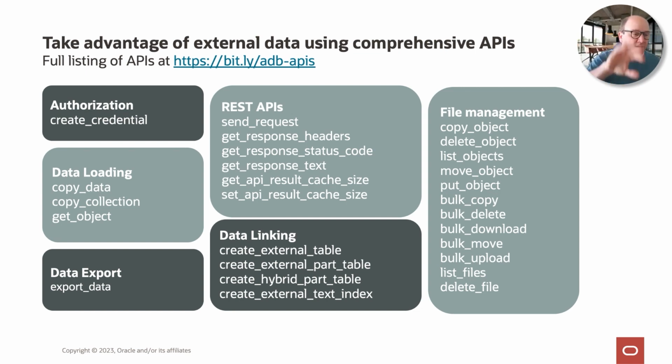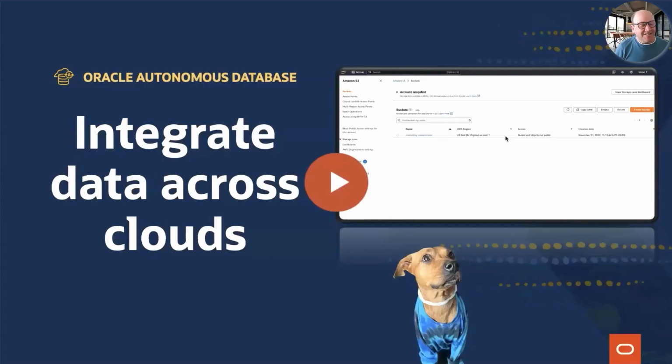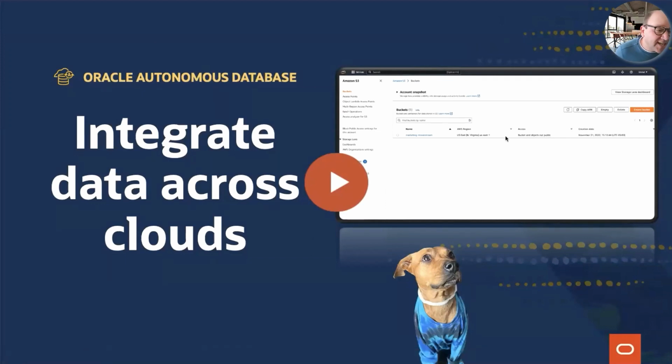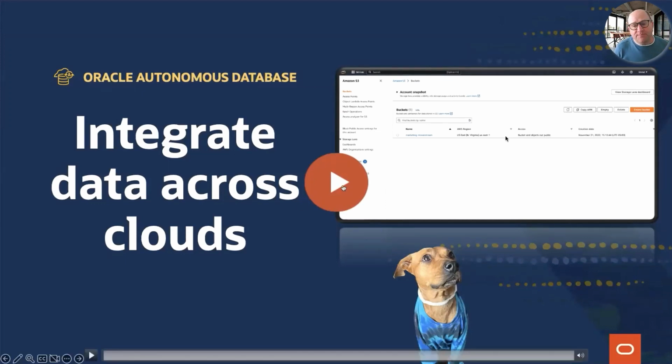So we create credentials to be able to access S3 or Azure, right? And so we fit into the security models of the underlying target cloud. You have APIs for loading data, linking data, exporting data, moving data, the works. So it's a really full list of APIs. So let's do this now. Let's show how to integrate data across clouds.